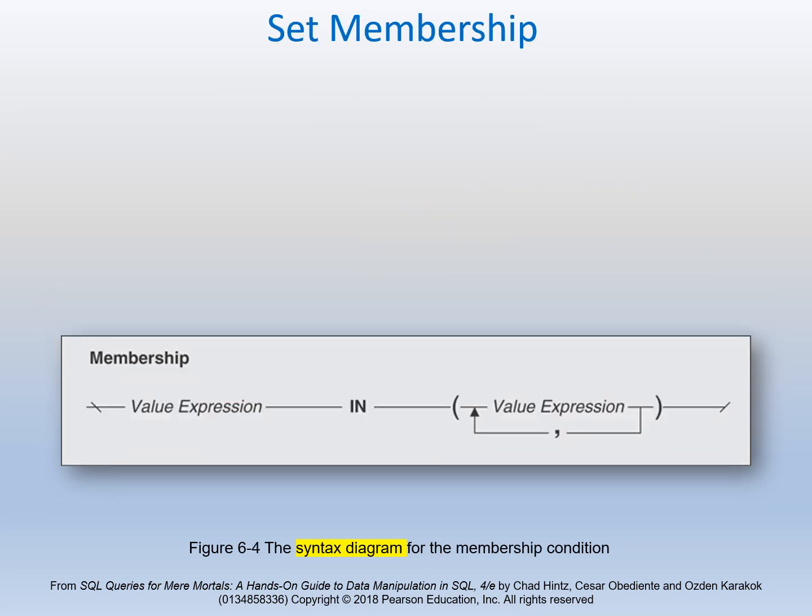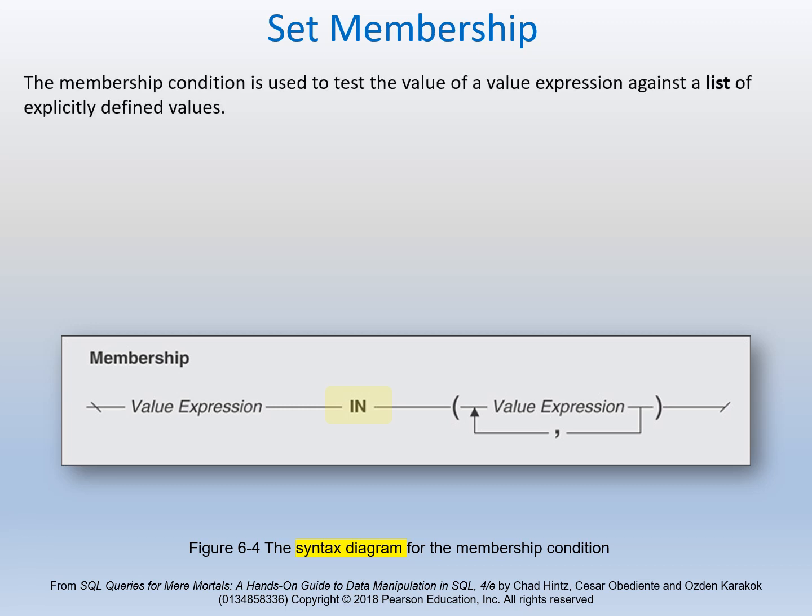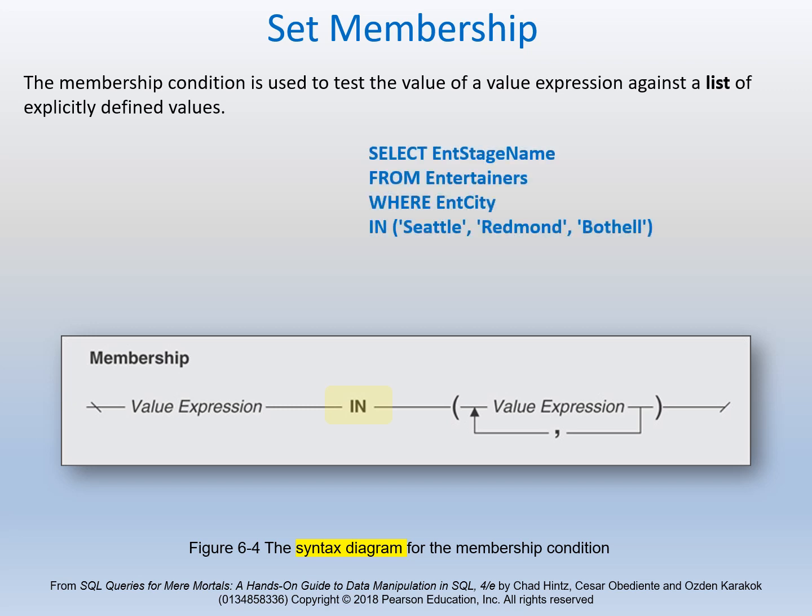What if we want our comparison to be to more than one value? In that case, we would use a set, which would really be a list, and we would use the in operator. For example, select stage name from entertainers where city in the set consisting of Seattle, Redmond, and Bothell.